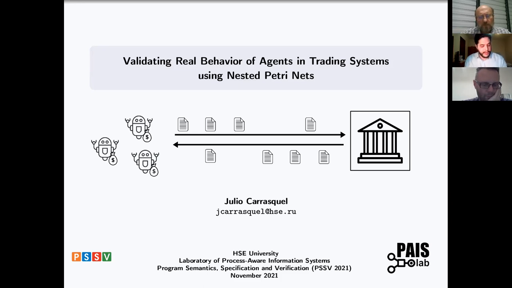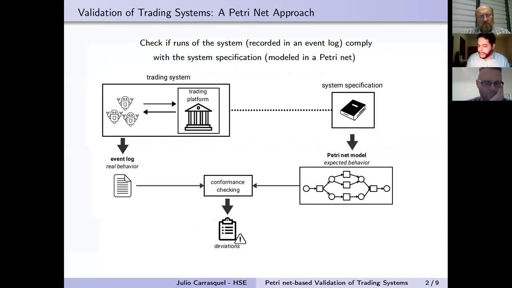I see. And within this validation, we consider conformance checking. That could be seen as a kind of validation of the system. Conformance checking is a family of techniques from the field of process mining, where instead of checking a formula and a model, we are checking a real behavior that is in event logs.